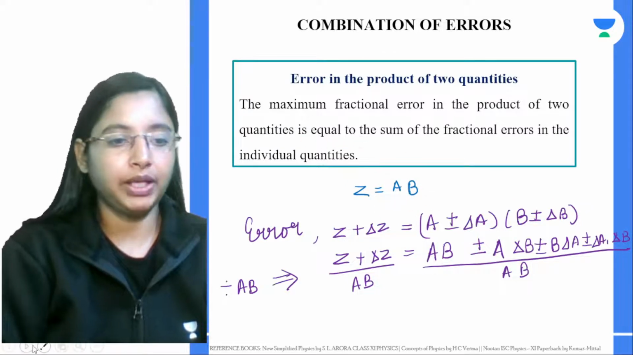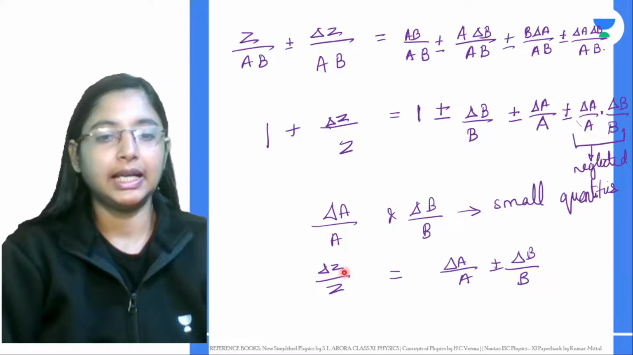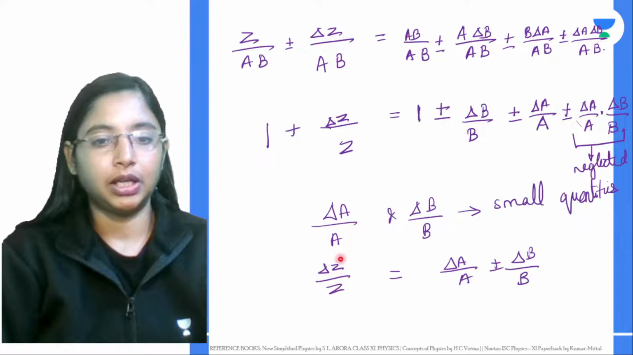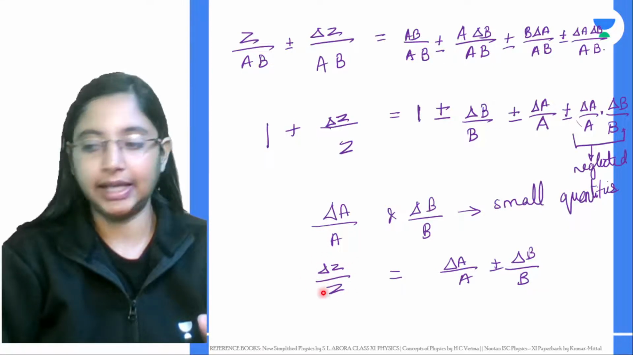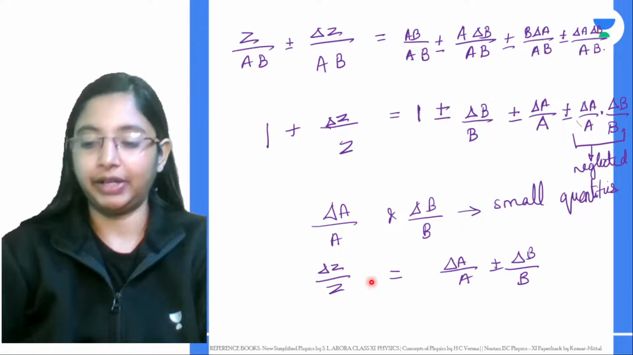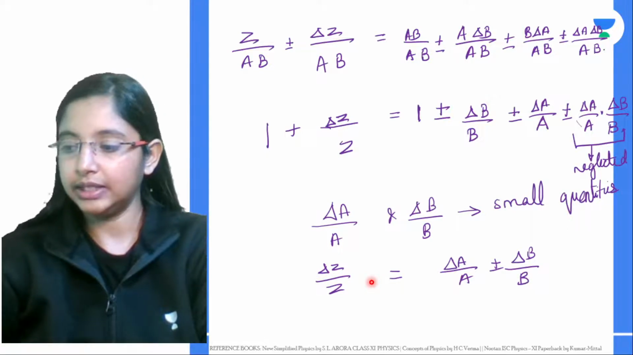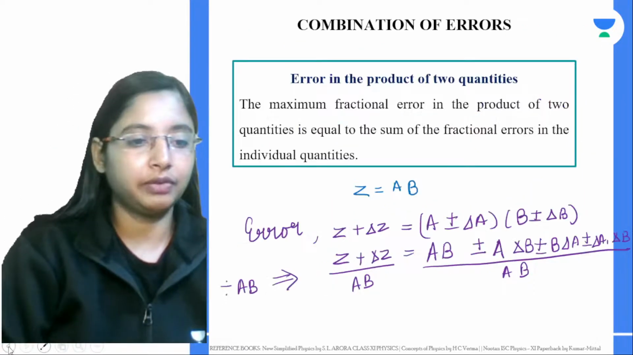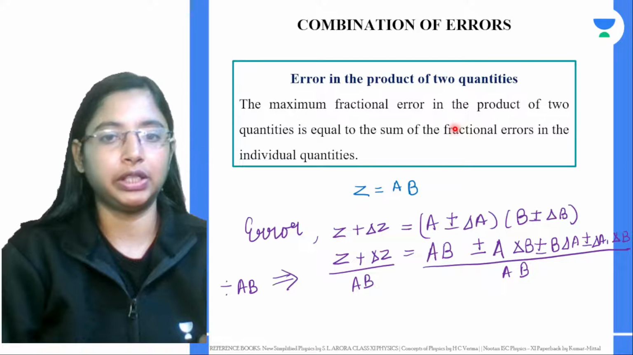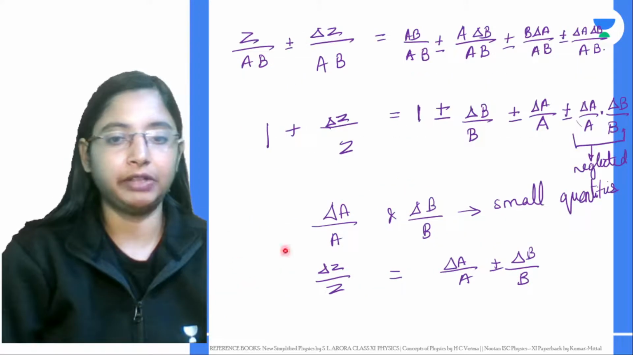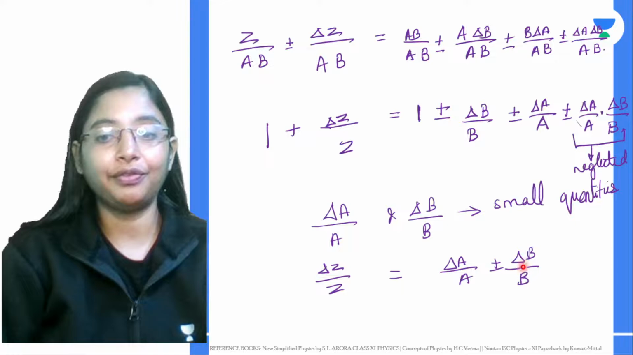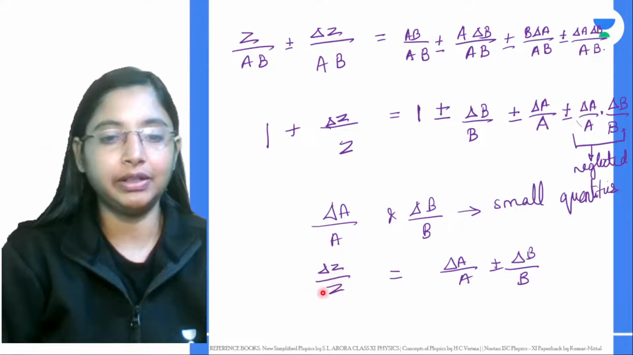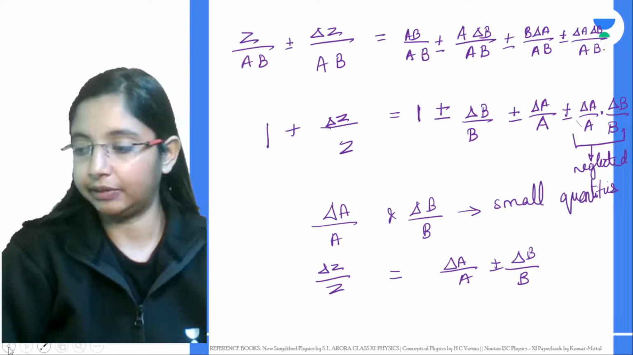In this case, what do we learn as fractional error? Absolute error divided by the mean value, right? If you're taking absolute error with the true value, that is nothing but your relative error. Relative error is also called fractional error. So when you are multiplying two quantities, the final error in them will be the sum of their fractional errors. The sum of the fractional or relative errors gives us the final error measurement.